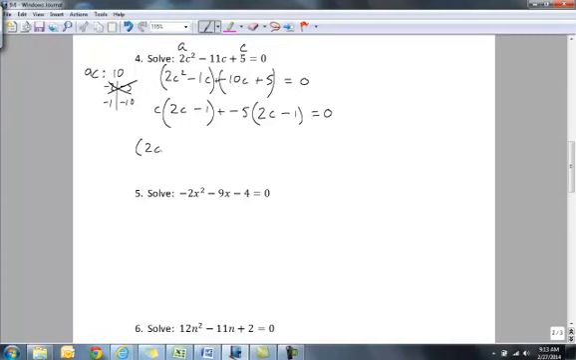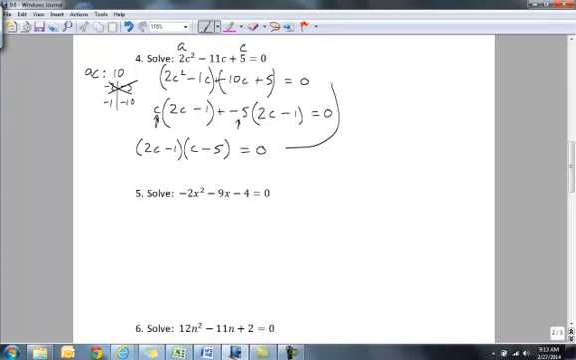All right, I'm going to factor out my leftovers. So I get 2c minus 1. The new leftovers are c and negative 5. So c minus 5 equals 0. Now the extra step here is just to use the zero product property and solve.